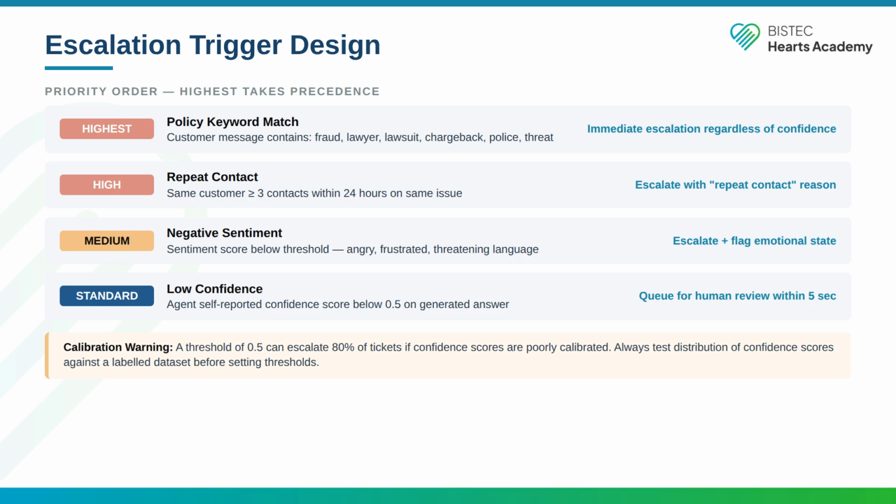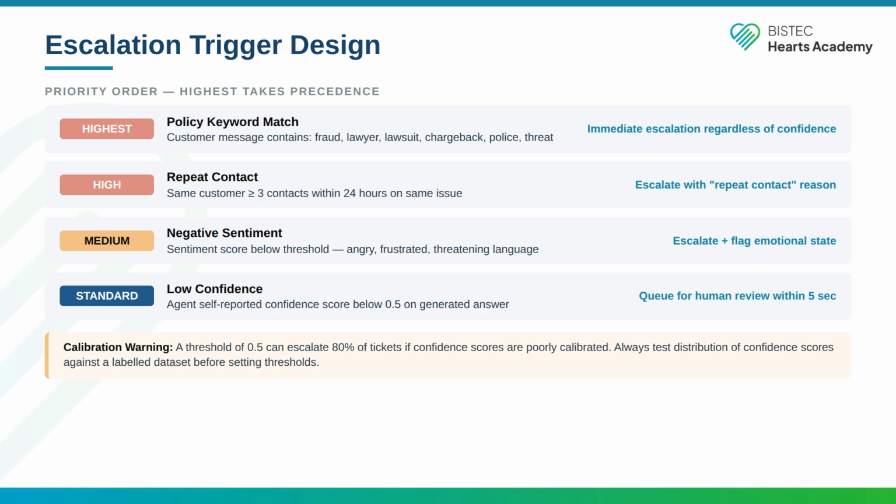Negative sentiment is third. You can detect this with a secondary Claude call that scores sentiment on a 0 to 1 scale, or with a faster but less accurate keyword-based heuristic. The trade-off is latency versus accuracy. Choose based on your SLA budget.